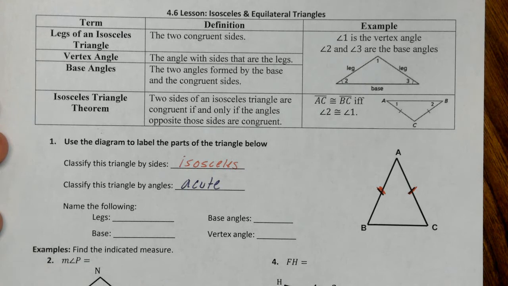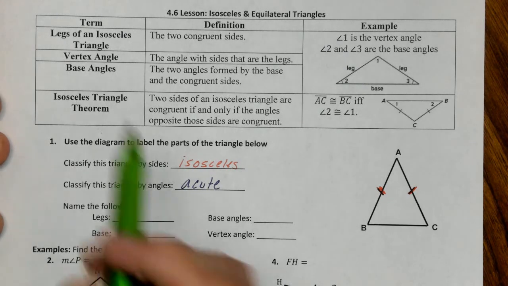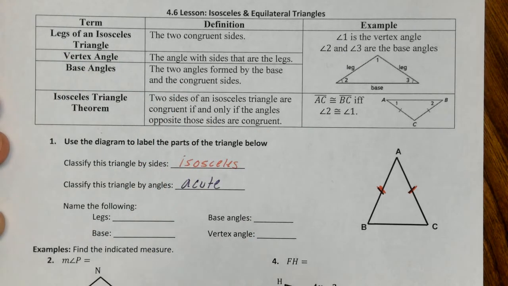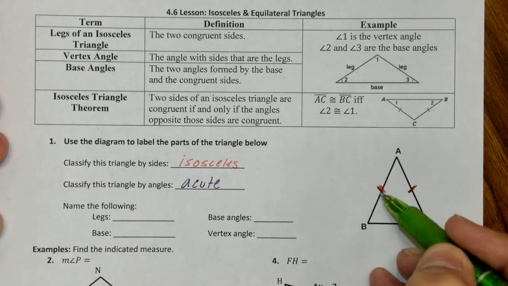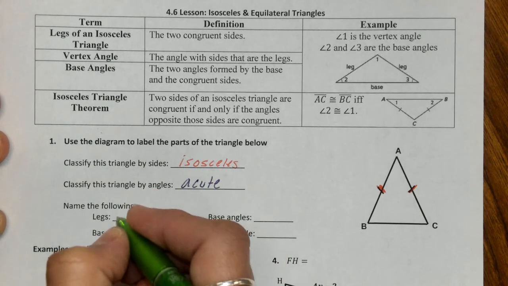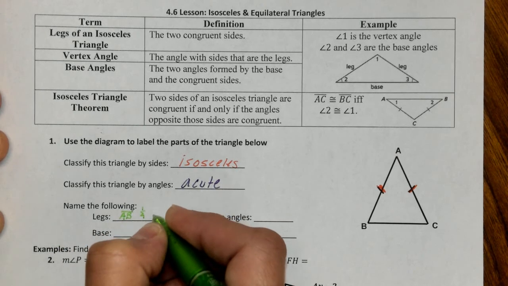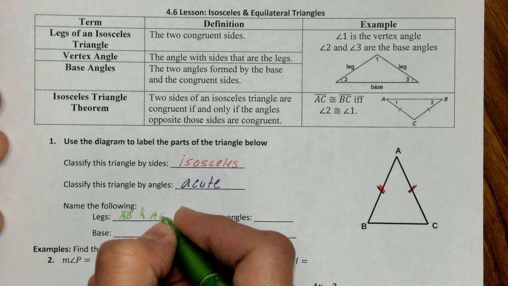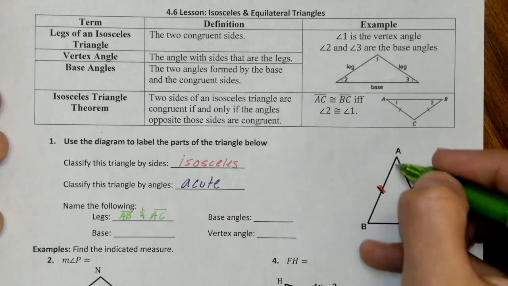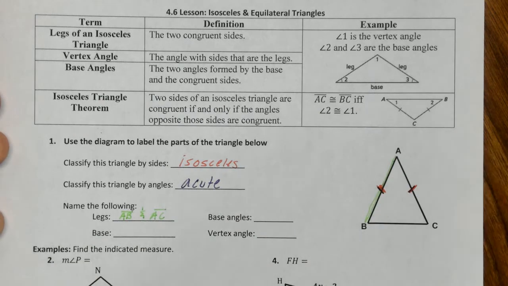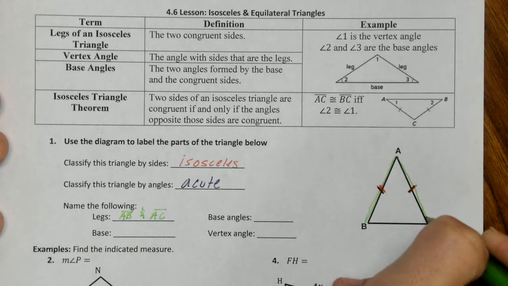Now we're going to talk about the legs. It doesn't mention up at the top, but your legs are going to be the congruent sides. So we would have segment AB and segment AC as our legs. It's going to be this guy right here and this guy over here.